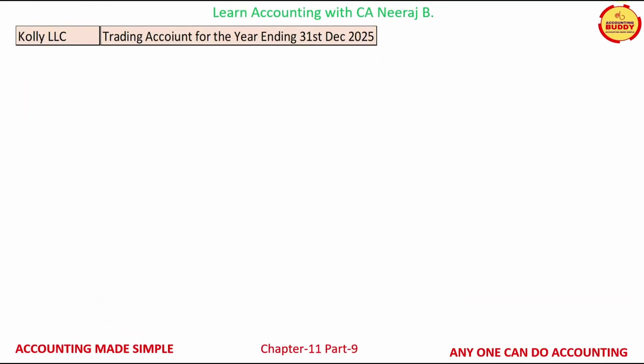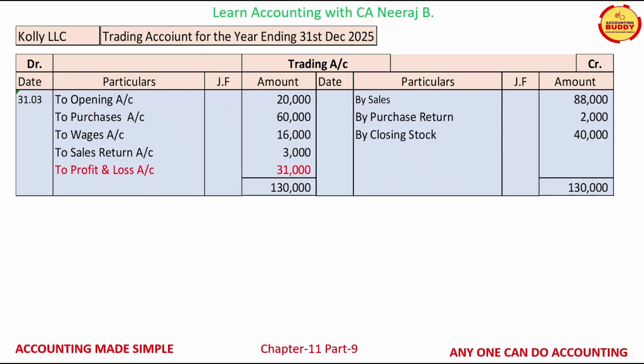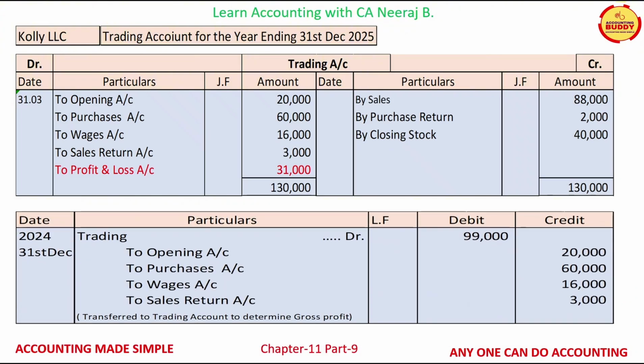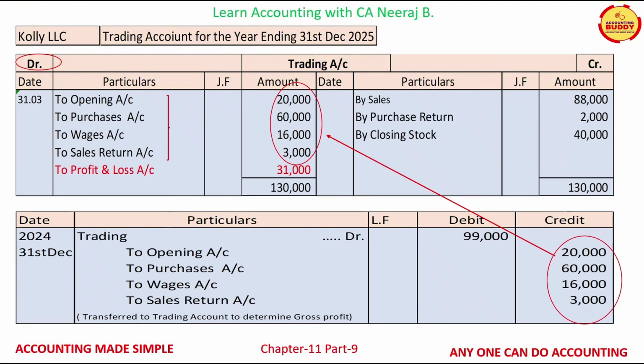Let us understand how the closing entries of the nominal accounts will be posted in the trading account. Trading account after posting closing nominal entries will appear as displayed on your screens. Let us understand how the expense nominal journal entries passed in the previous slide will be posted in the trading account.